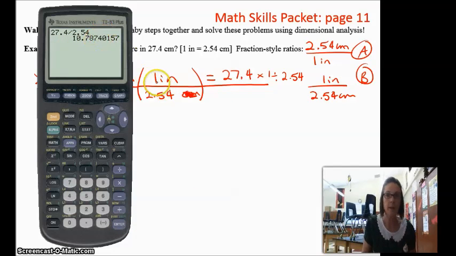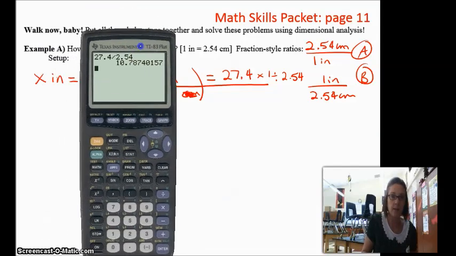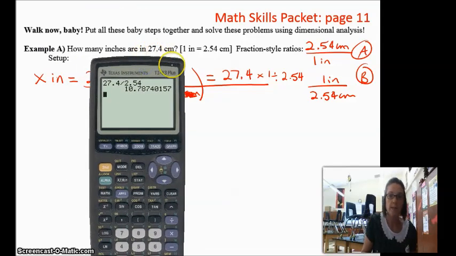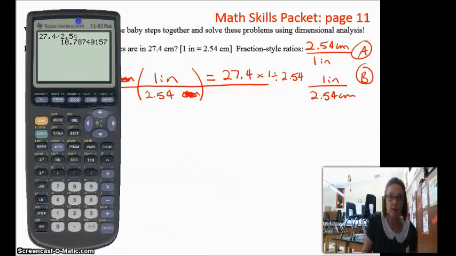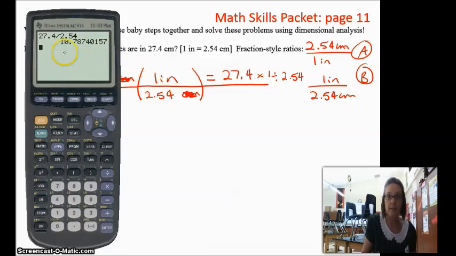Well, the number they gave me in the problem was 27.4. That's 3 significant figures. So our answer needs to get rounded to 3 significant figures. So I'll keep the 1, and I'll keep the 0, and I'll keep this place where the 7 is located. Since what's next door is an 8, I'm going to round up.